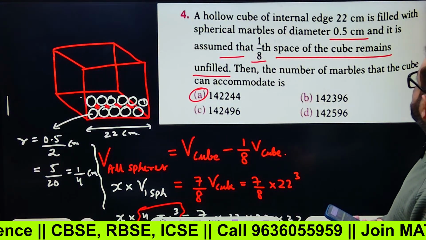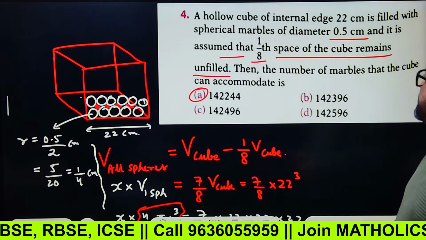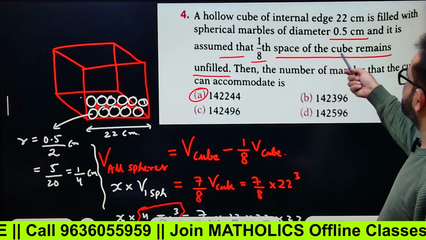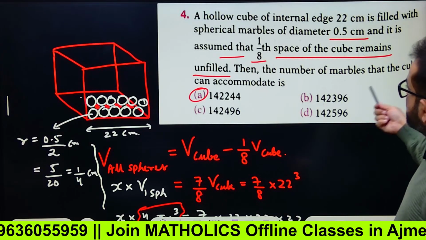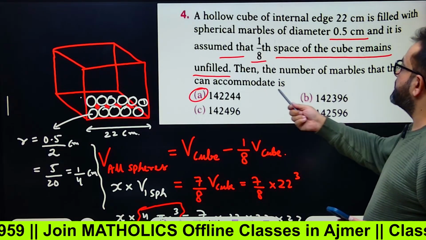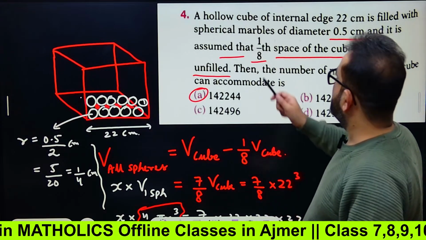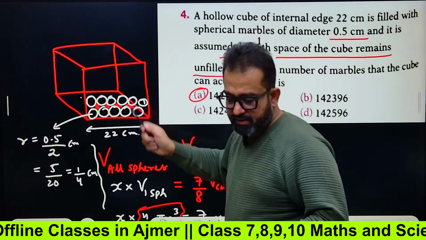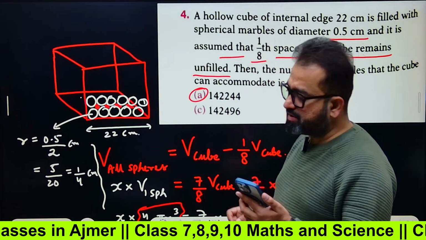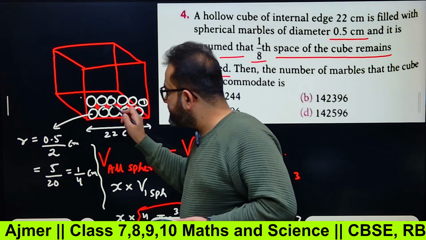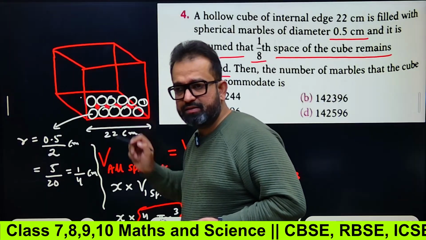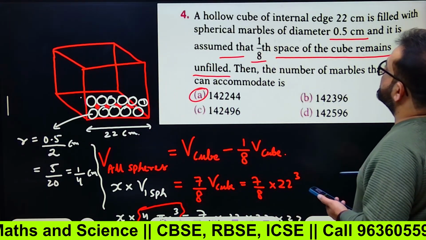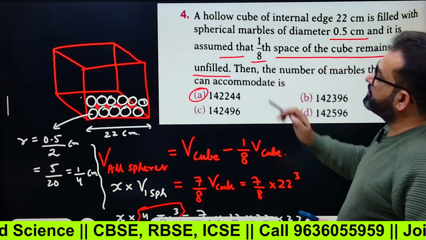A hollow cube of internal edge 22 centimeter is filled with spherical marbles of diameter 0.5 centimeter, and it is assumed that 1/8 of the space of the cube remains unfilled. Then the number of marbles that the cube can accommodate is what? See, this is a hollow cube, and inside this there are spheres. Just imagine, if there are spheres, there will be empty space. This red portion which I have marked. It is given that 1/8 of the space of the cube remains unfilled.